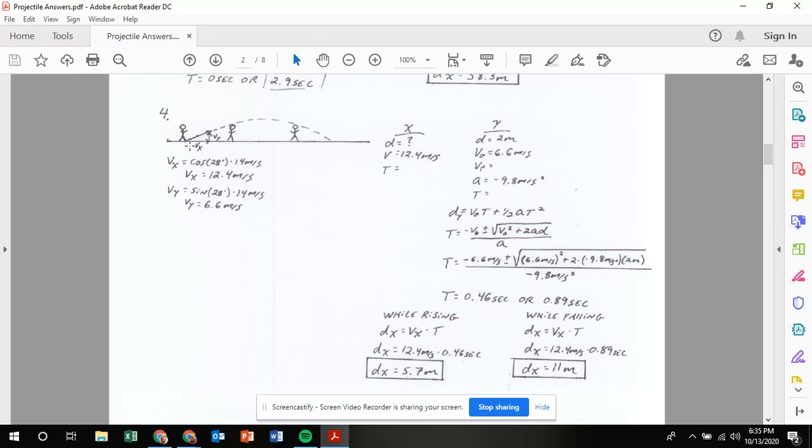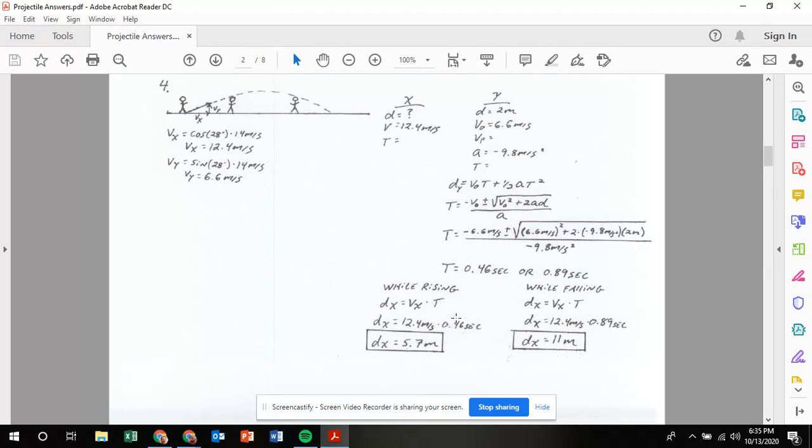The 0.46 is the first time it reaches 2 meters, which is when it's on its way up and would get to this person. At 0.89 is when it's gone up past that first person and comes down to the second person in a total of 0.89 seconds. Both times are possible. It just depends on if you're heading the ball on the way up, 0.46 seconds, or on the way down, 0.89 seconds. So we'll solve for both.